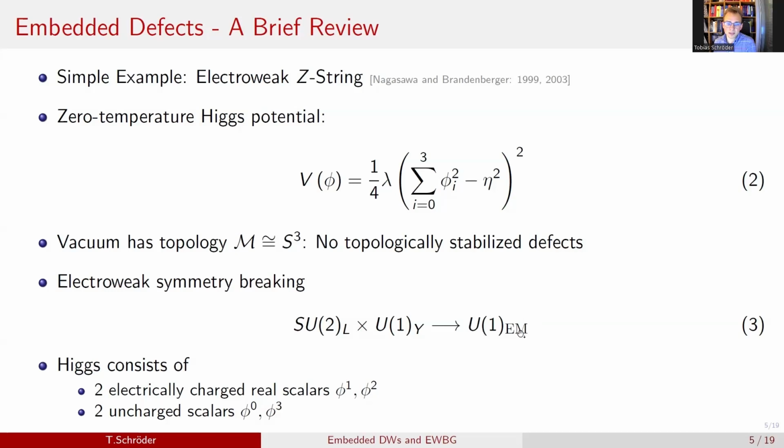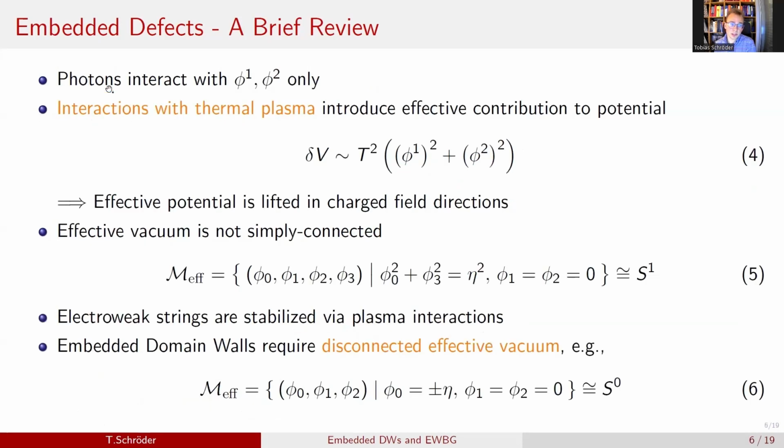One can then easily calculate the charges of the different Higgs field components under U1 electromagnetism. One finds that the Higgs consists of 2 electrically charged real scalars, let's call them phi1 and phi2, and 2 uncharged scalars, let's call them phi0 and phi3. After electroweak symmetry breaking, photons will interact only with the charged field components phi1 and phi2.